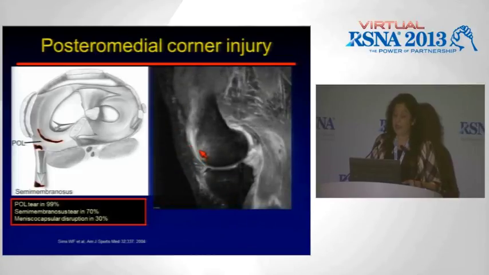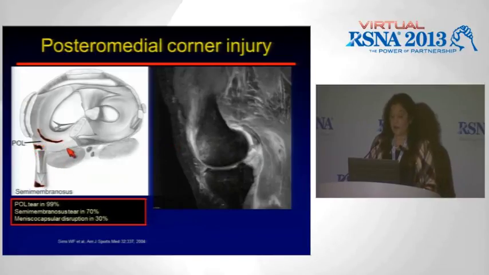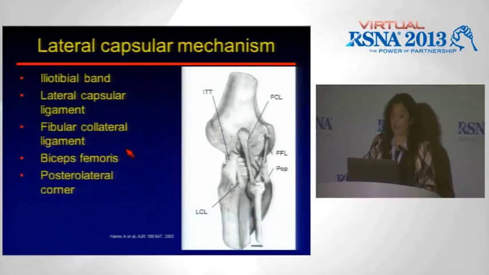And we see injuries in this area in patients who have cruciate trauma or patients who have medial collateral ligament trauma, isolated, and it spreads into this back region. So the injuries can involve the posterior oblique ligament, the semimembranosus, or result in meniscocapsular separation.